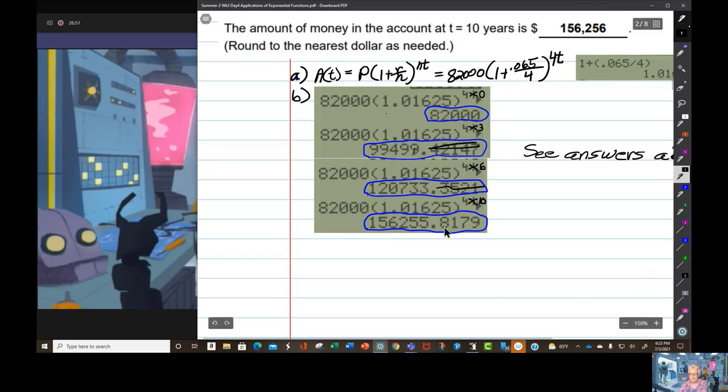Now, over here, here's the whole number part, and here is the first decimal place to the right of the whole number part. 8 is a number bigger than 5, so it's going to cause this 5 to round up to a 6. And then we drop these decimals off. So our answer will be 156,256.